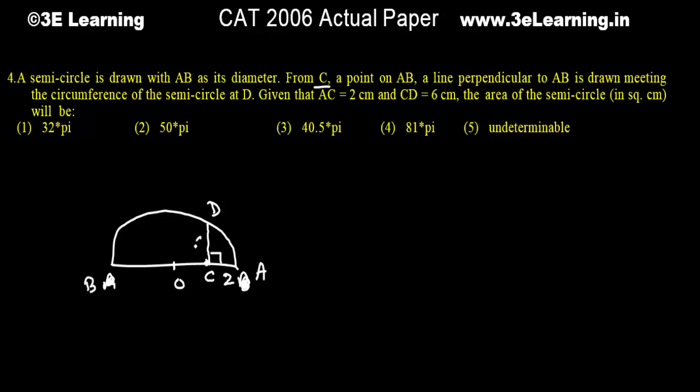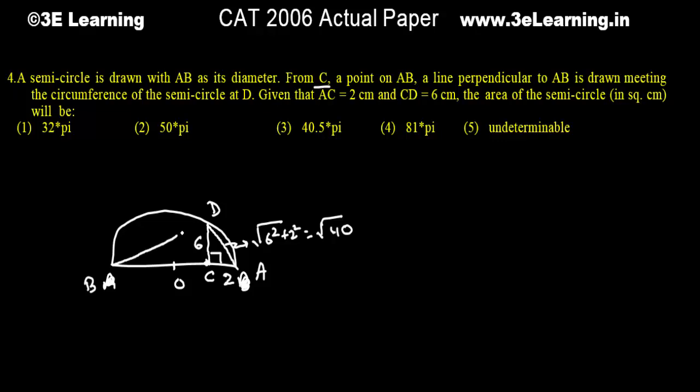And CD is 6. We have 2 and 6. So we can find this by the Pythagoras. AC is 2, CD is 6. That is nothing but under root 6 square plus 2 square, that is nothing but 40. Okay, we have to find the area of the semicircle. How could we find the area of the semicircle? That is the question. So we have 6 and root 40.